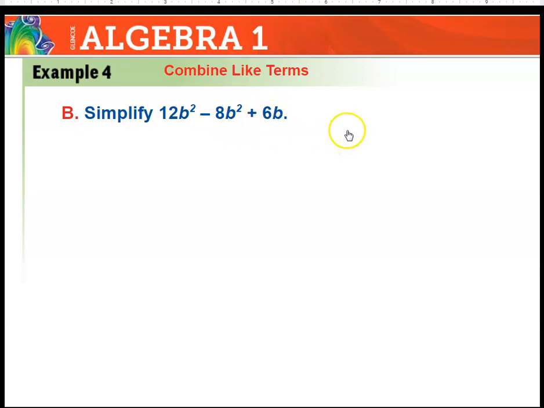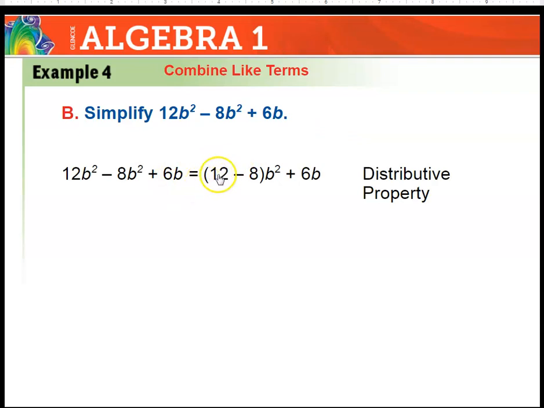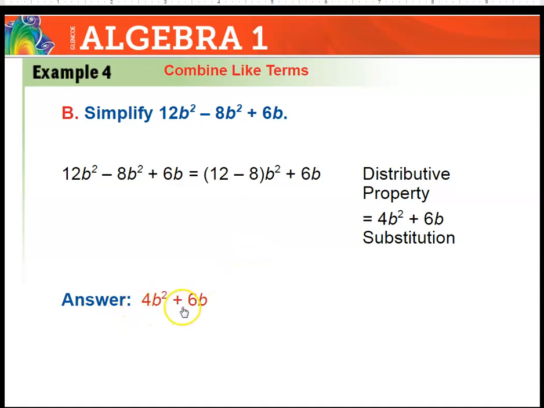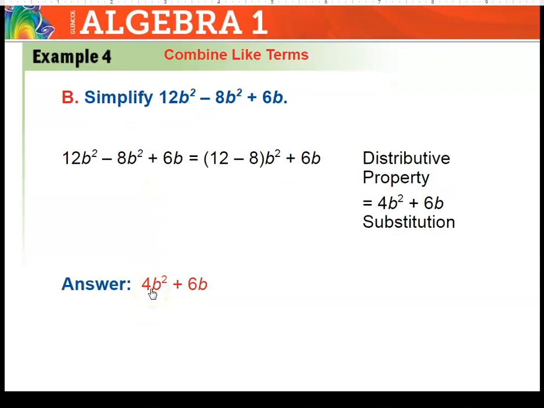So again, using the distributive property, I'm going to go ahead and pull out the 12 minus 8. Okay, that 8 keeps its sign here. So I have 12 minus 8b squared. This I'm not going to combine. I'm just going to leave that alone. That's the distributive property. Using substitution, I have 12 minus 8 is 4b squared plus 6b. So our final answer is 4b squared plus 6b. This is the same thing I started with here. The 12b squared minus 8b squared became 4b squared.